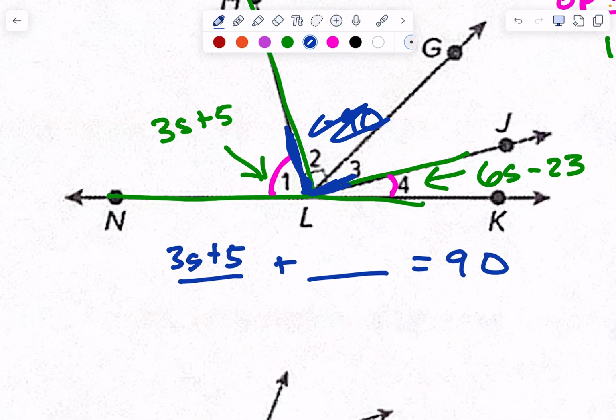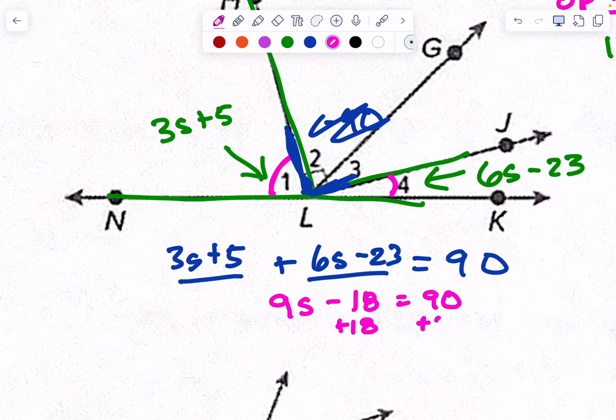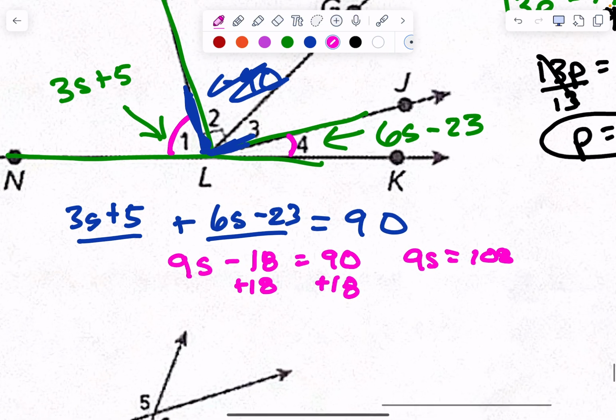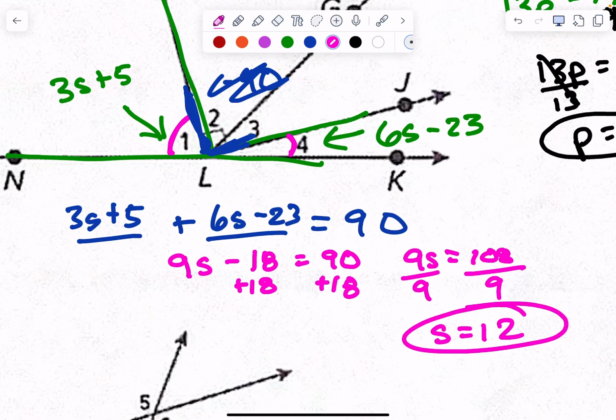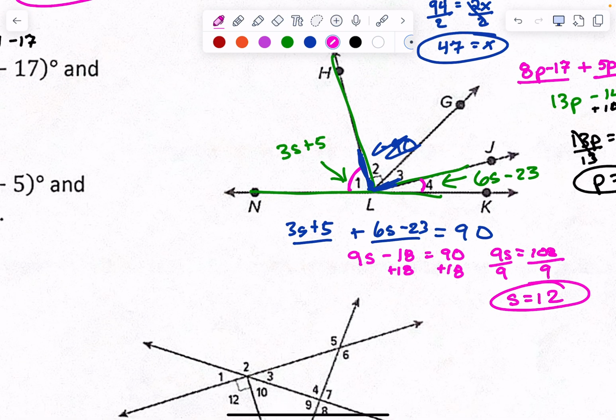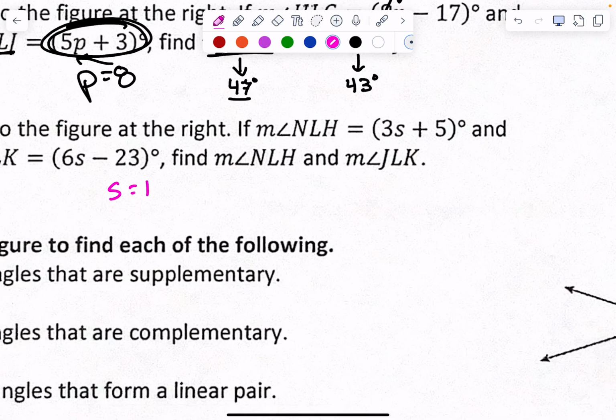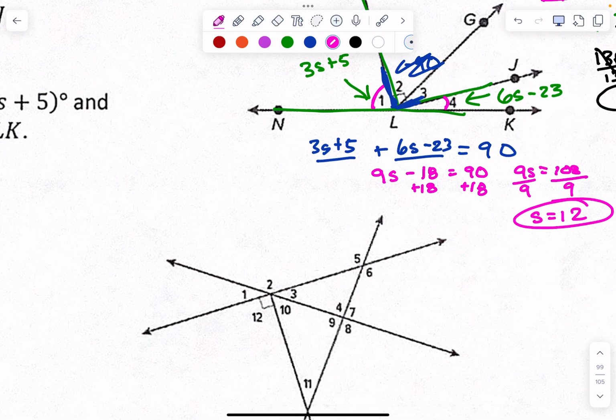3S plus 5 plus 6S minus 23 equals 90. Do you see why? Yeah? Okay, I'm going to put the S's together. That's 9S minus 18 equals 90. If I add the 18 over, 9S equals 108. Divided by 9, S equals 12. Yeah, 108 divided by 9 is 12.